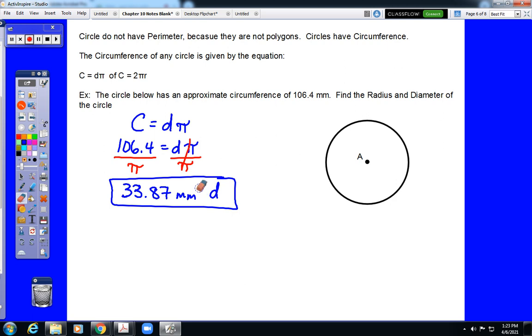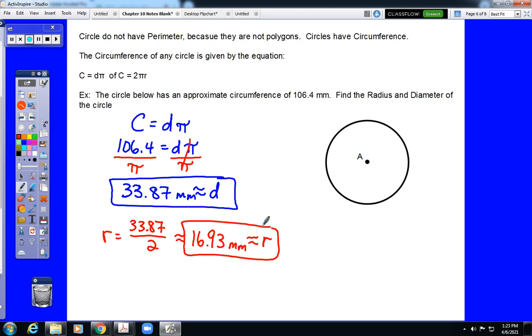Really, I guess I should be doing approximately because I am rounding that number off. Okay, now I have the diameter. How do I find the radius? Divide 33.87 by 2. So the radius would be 33.87 divided by 2, or approximately 16.93 millimeters is approximately the radius.